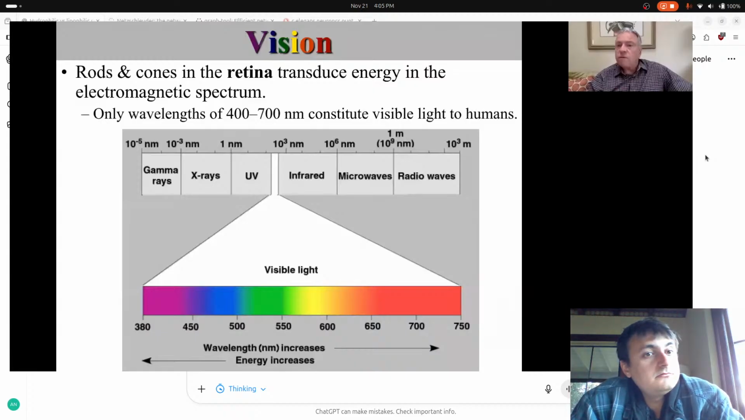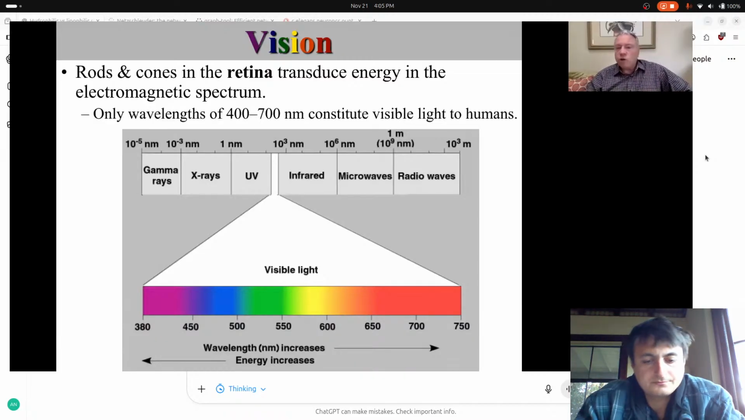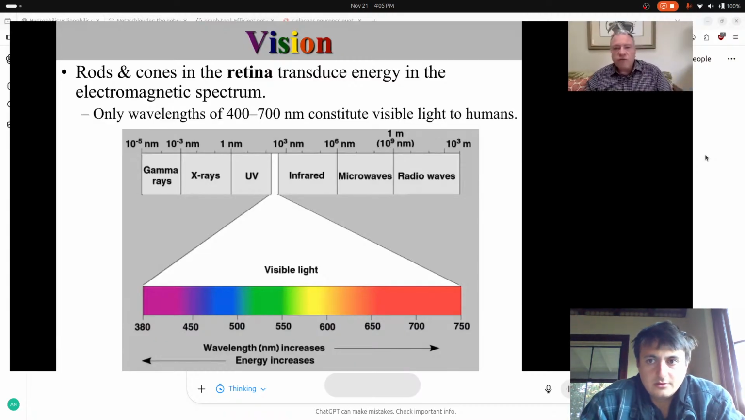So let's start with light, photoreceptors, and the sense of detecting light that we call vision. In the vertebrate eye, our eye, we have photoreceptors called rods and cones in a structure called the retina that are able to transduce the energy of the electromagnetic spectrum that we call light into neural impulses. What we call the visible light spectrum is anthropocentrically referring to our visible light spectrum. As we'll talk about, many other animals have a different visible spectrum.